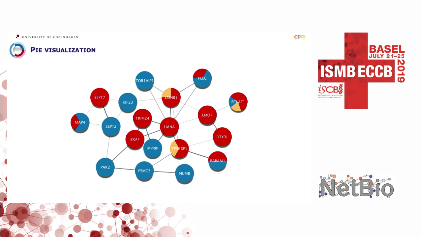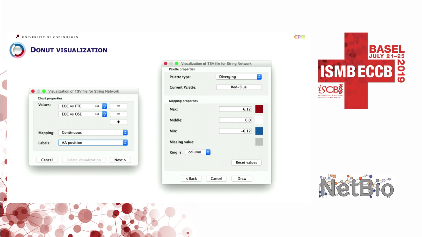The other visualization that Omics Visualizer offers is the donut visualization. It's really similar to the pie visualization, except that here we can have several rings of our donut, so we can have more than one column. Here we have 2 log-fold change comparisons that I want to display on my network. Those values are continuous, so I would like to apply a continuous mapping so that the color will scale from red to white and white to blue if it's up or down regulated.